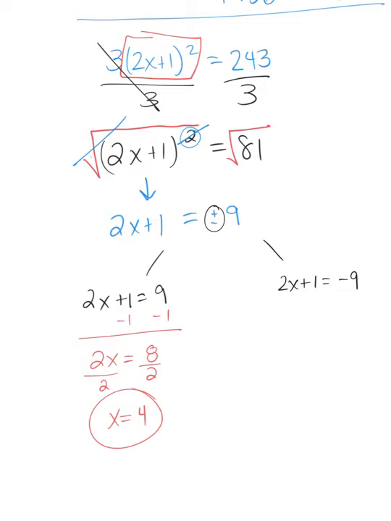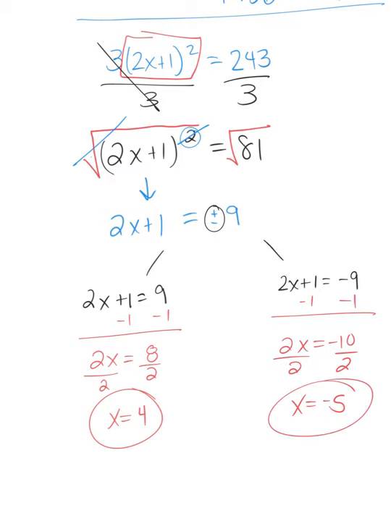And then I'm going to do the same thing on the right side. I'm going to subtract 1 from both sides, and I'm left with 2x equals negative 10. And then I need to divide both sides by 2. So now I'm left with x equals negative 5. And these are my 2 answers. So the whole idea of solving by square roots is you have to make sure that you're getting that squared term by itself before you do anything.